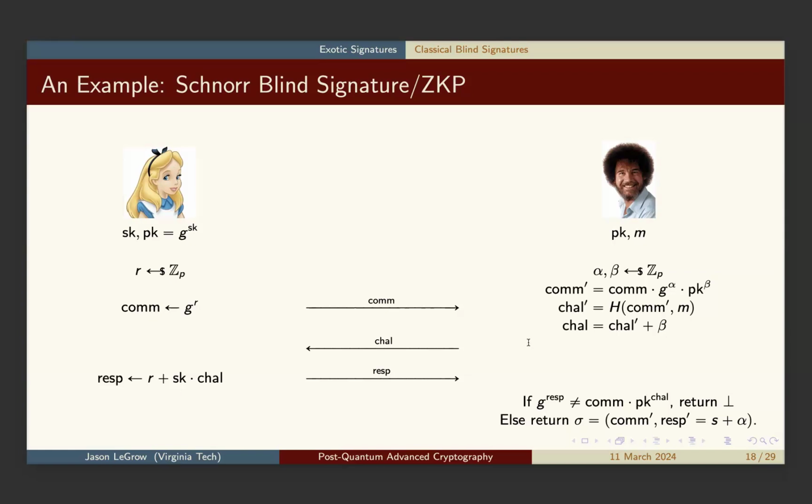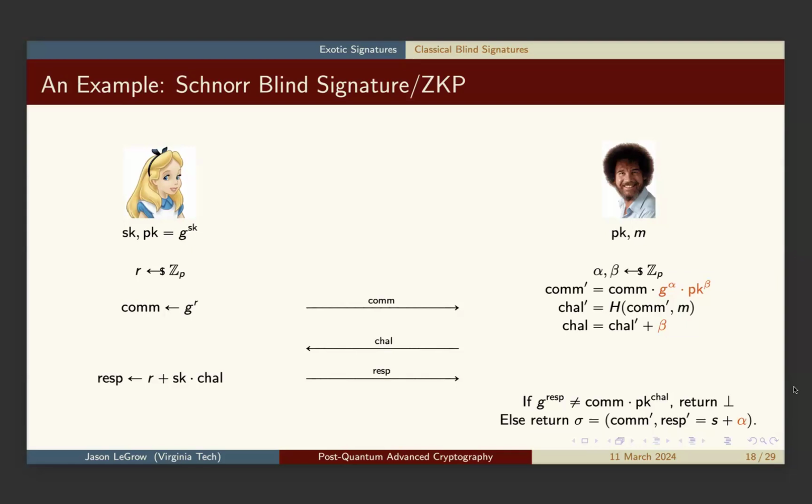Yes. Oh, I'm sorry. That must be a typo. This S is supposed to be the response. Oh, the original response. Excellent point. Sorry, maybe I was a little sleep deprived when these slides came together. So yeah, S here is the response. So he takes the response and adds alpha. I think it's corrected on the next slide.